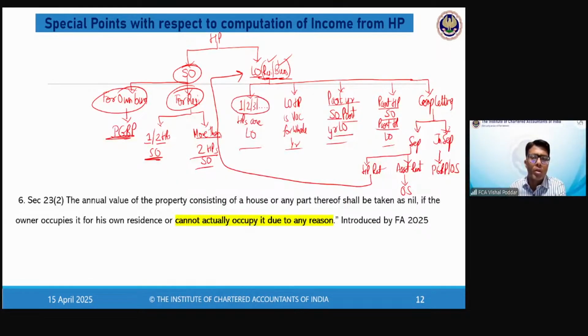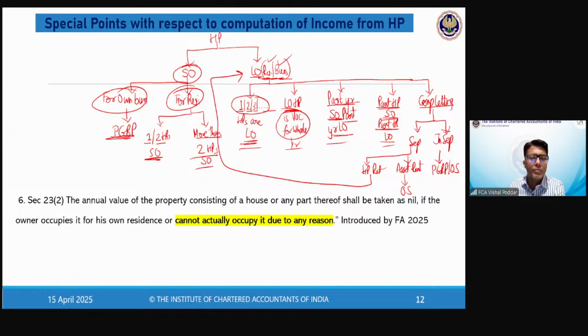First scenario, one property is let out, or 2, 3, 4, any number of properties are let out. The treatment is the same. Then another case scenario, it is let out, but it remained vacant for the whole year as you did not get a tenant. Then some part of the year it was self-occupied, and the remaining part of the year it was let out. Then some part of the HP is self-occupied, some part is let out, that is paying guest. And last is composite letting.